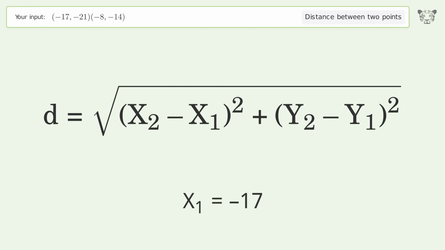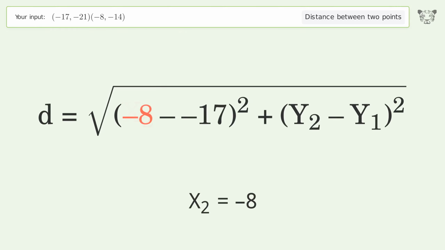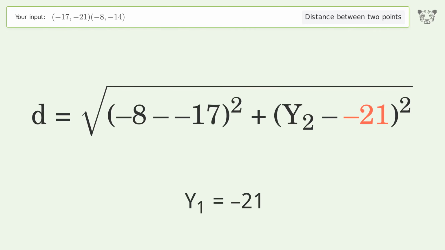x1 equals -17. x2 equals -8. y1 equals -21. y2 equals -14.